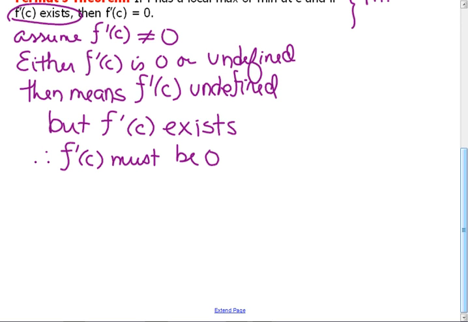Either the derivative is 0 or it's undefined. You're going to say it's not 0. Then that means f prime is undefined. But guess what? That contradicts this statement right here: f prime of c exists. So my assumption must be wrong.